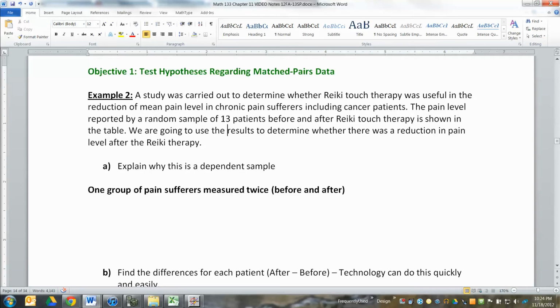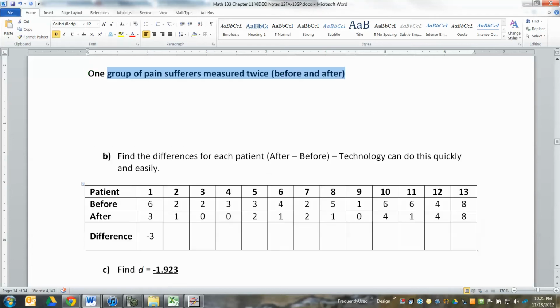Okay, so first of all, why is this a dependent sample? Well, it's one group of people measured twice, right? So they're measured before and after the touch therapy. So what's their pain level before? What's their pain level after? Okay, so there we go.